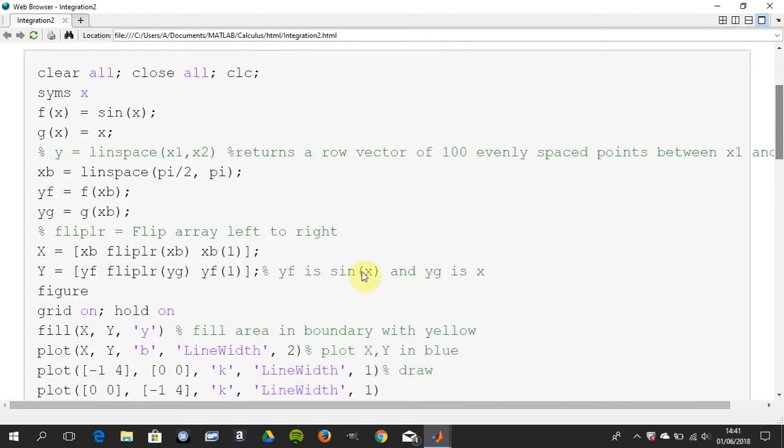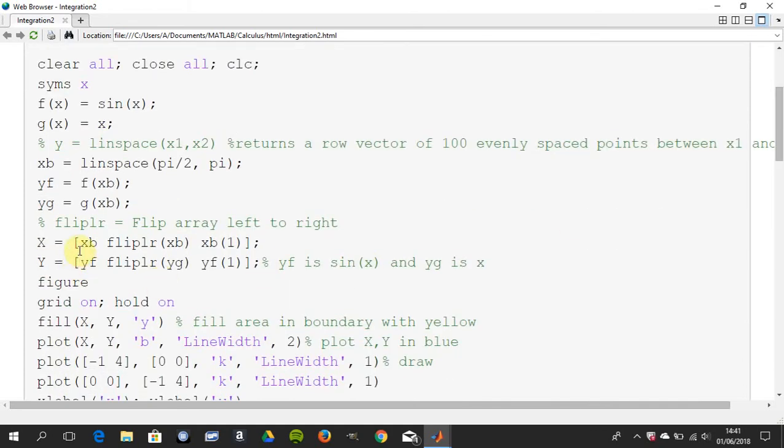So little trick here, we're going to get the x values, so it's xb, so that's pi. We're going to flip it from pi over 2 back to pi, and we have to add the first one again. Y is the y of f, remember the y of f is sine x. Flip it back, yg, so we're going to flip y equals x, and then we have to put in the first point again. We cut up the figure.